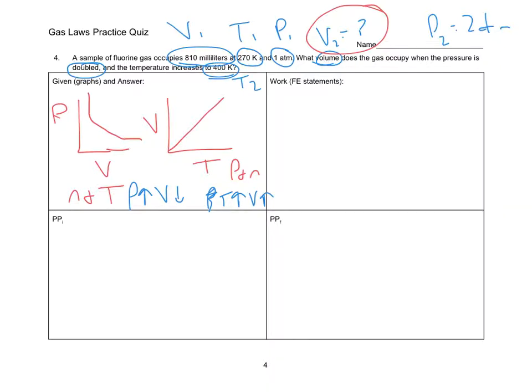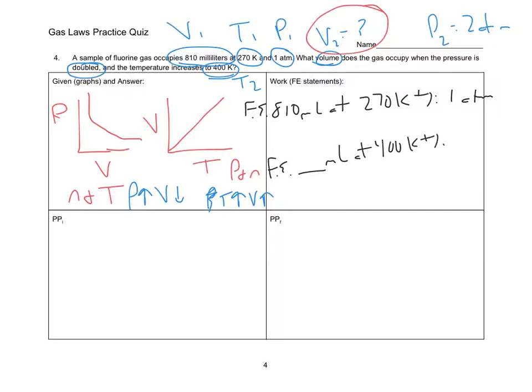We've got to think about a bunch of stuff. So we've got 810 milliliters at 270 Kelvin, there is 1 atmosphere. Okay? And then down at the bottom, the volume is the thing I don't know, some amount of milliliters at 400 K, there is 2 atmospheres.